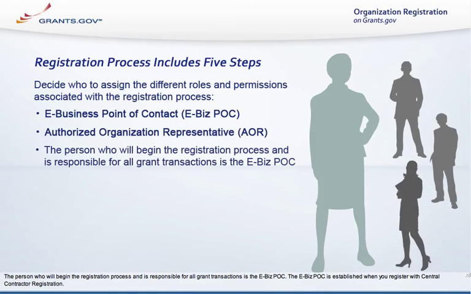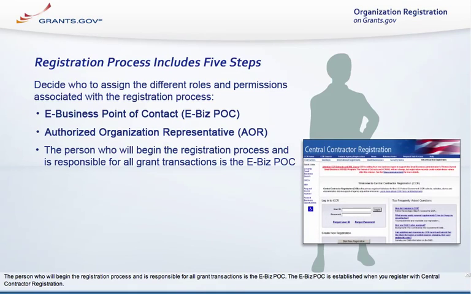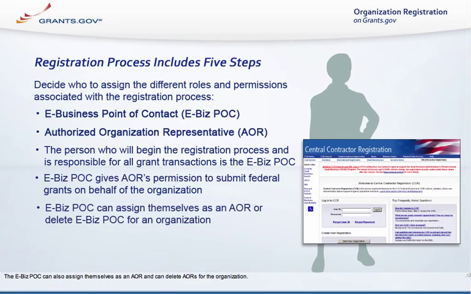The person who will begin the registration process and is responsible for all grant transactions is the e-biz POC. The e-biz POC is established when you register with Central Contractor Registration. The e-biz POC gives other members of your organization, referred to as AORs, permission to submit grant applications on behalf of your organization. The e-biz POC can also assign themselves as an AOR and can delete AORs for the organization.